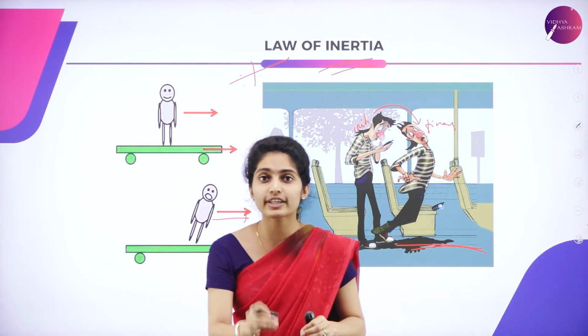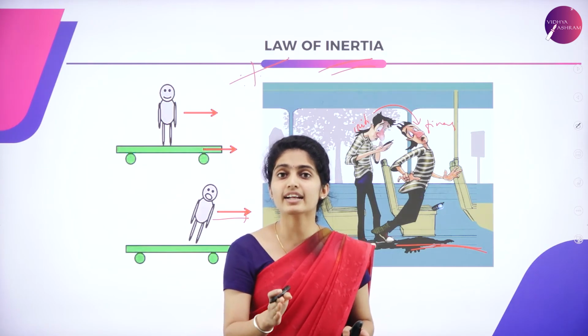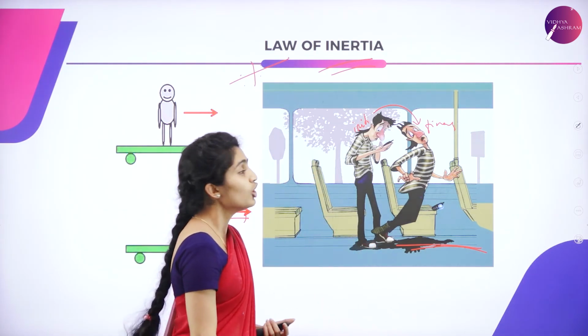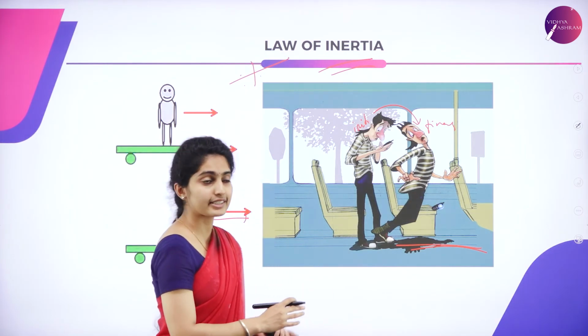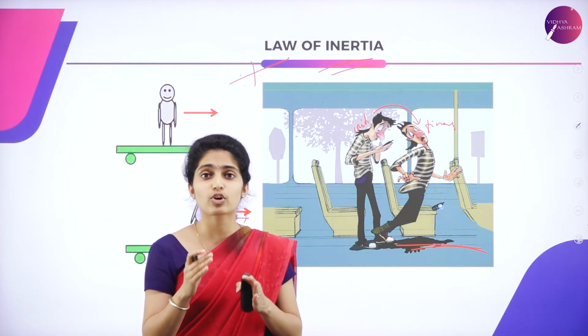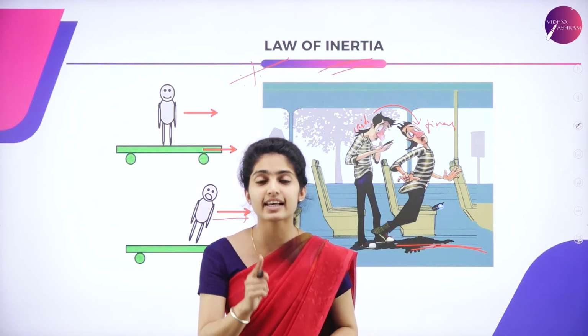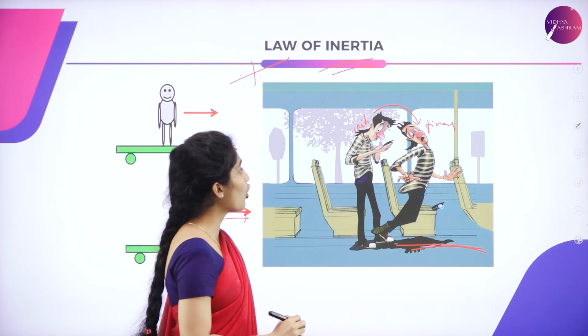So every body is said to be in the state of rest or in uniform motion unless an external force is compelled on it. That is all about the law of inertia. So what does the law of inertia say? Every body continues to be in the state of rest or of uniform motion until and unless an external force is compelled on it. That is all about the law of inertia.